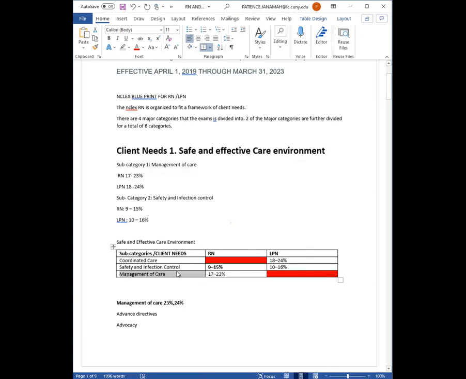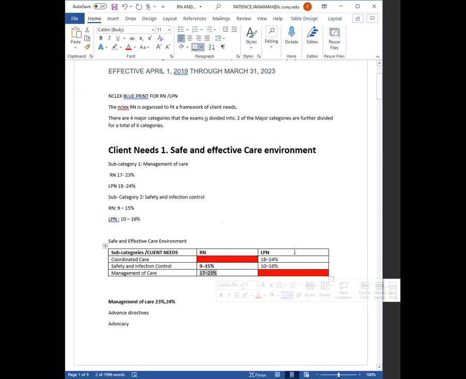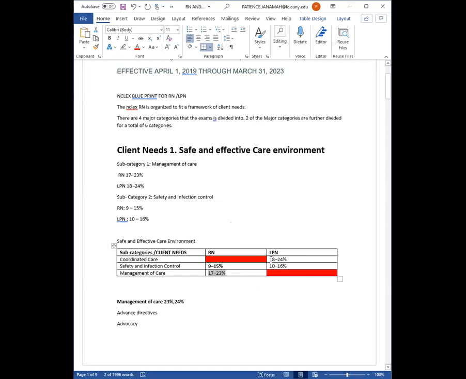So management of care alone takes 17 to 23%. In the LPN, they didn't label that management of care, they labeled that one coordinated care. So coordinated care is for LPN and management of care is for RN. Now let's look at the percentage. Management of care alone, RN has 17 to 23%, and LPN has 18 to 24%.